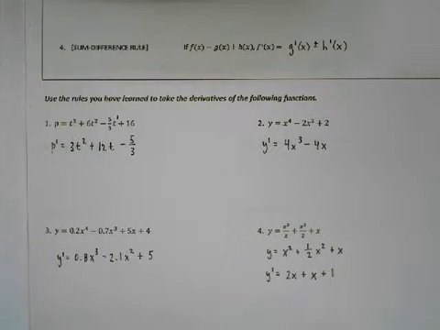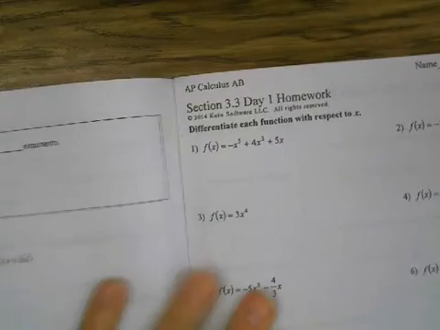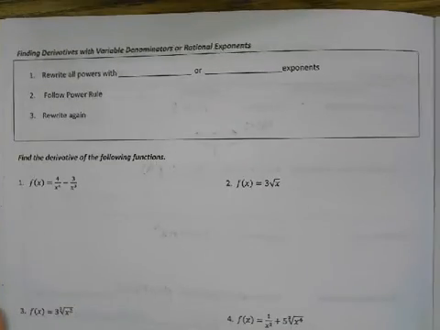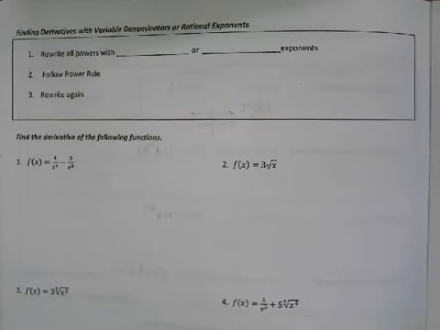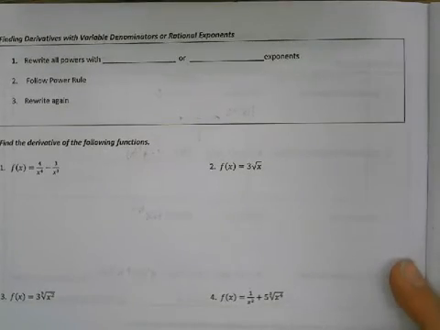So that's the basics of these general derivative rules. We're just going to look at some slightly more complex examples to finish out the video. So on page 32, we're going to talk briefly about finding derivatives with variable denominators or rational exponents.